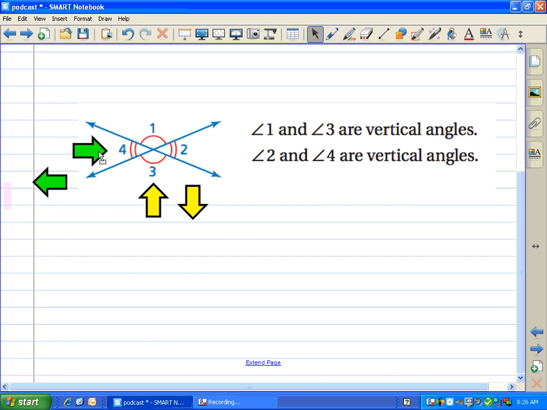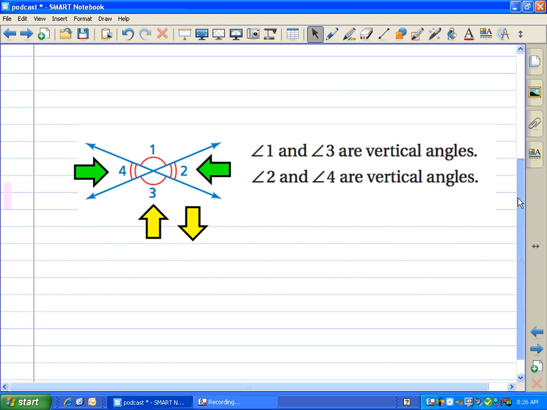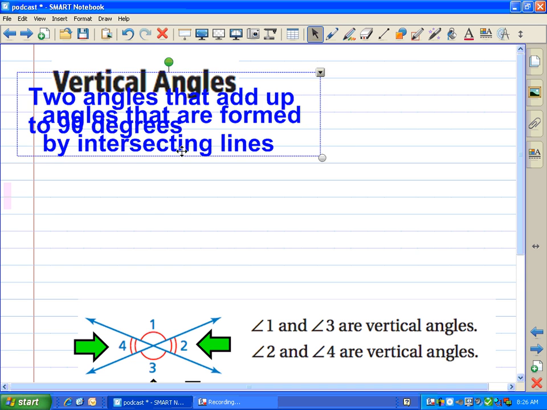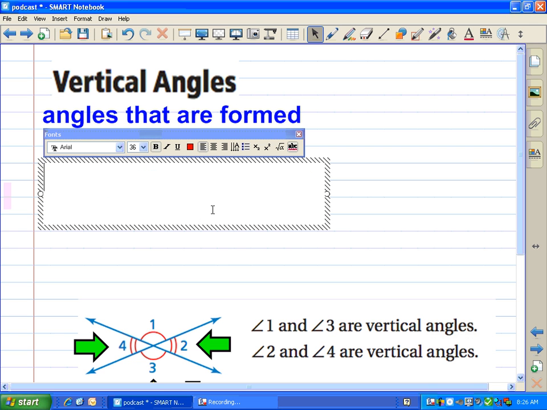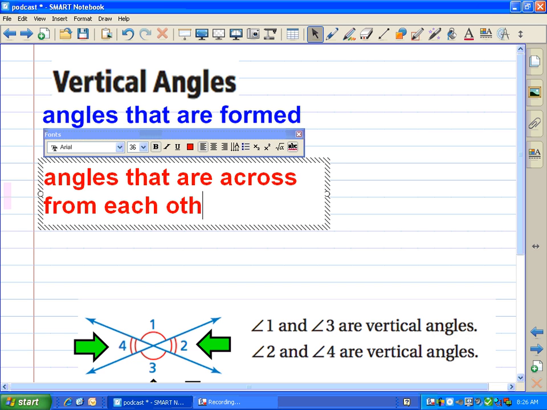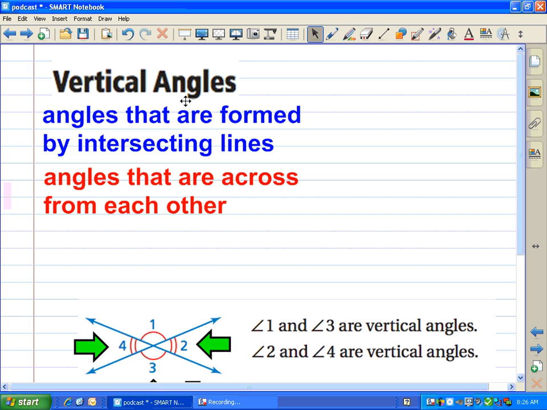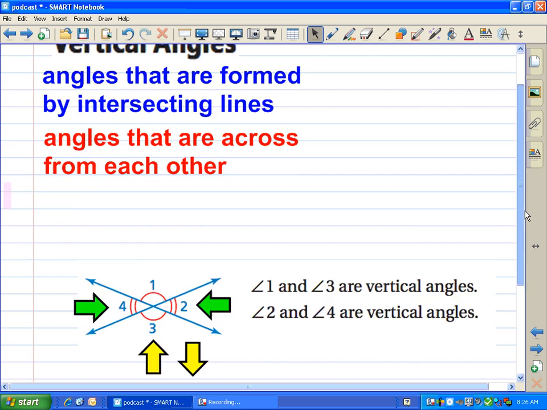Next thing I'm going to say, this is angle 4 and this is angle 2. Next thing I notice is that they are across from each other. So vertical angles are across from each other. Let's change the color. Angles that are across from each other. All right, so vertical angles are formed by intersecting lines, and they are across from each other.